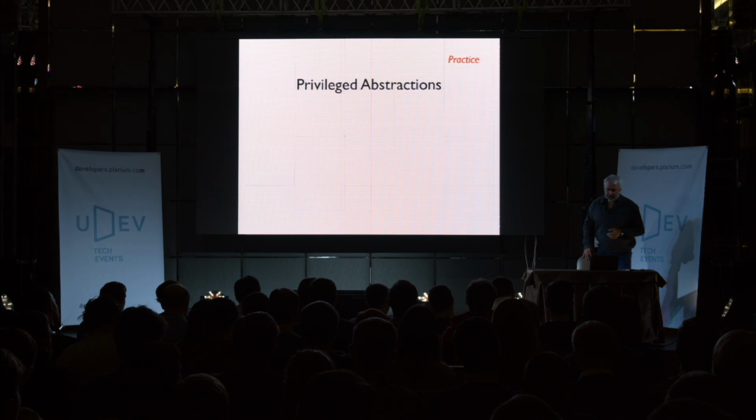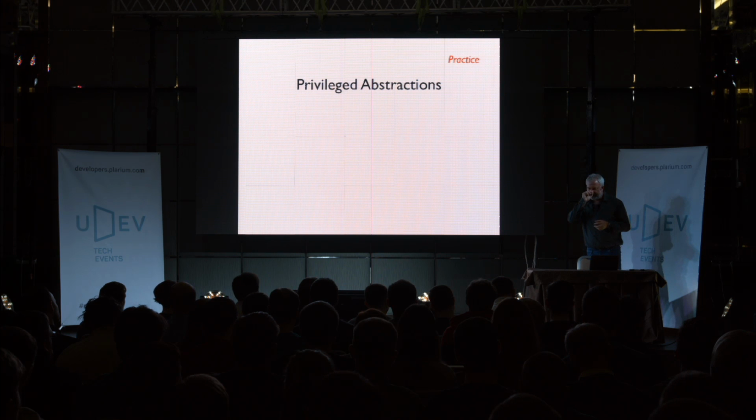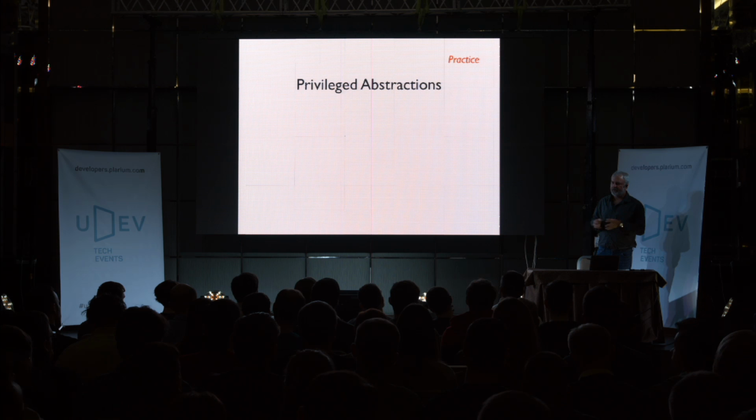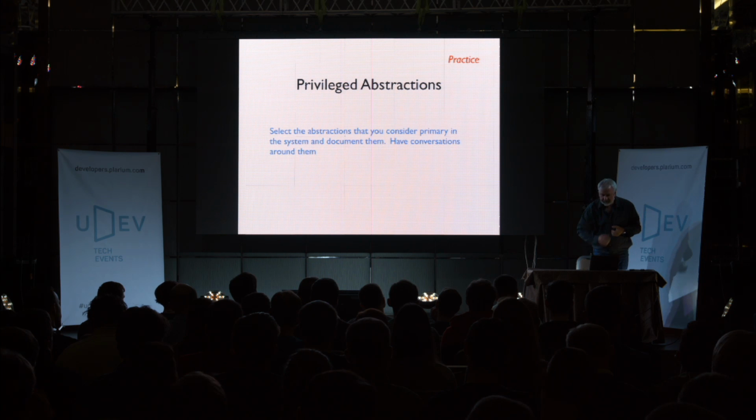Okay, next one is essentially what I call privileged abstractions. The idea behind this is that in many code bases you can have thousands and thousands of classes and functions, and it's hard sometimes for people to understand exactly what the most important ones happen to be. So taking some time within the team to figure out what those major abstractions happen to be in the code base can be very valuable.